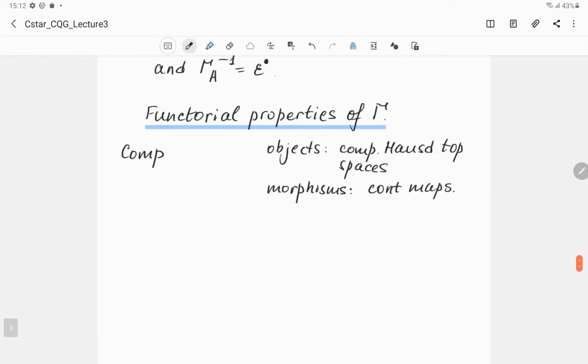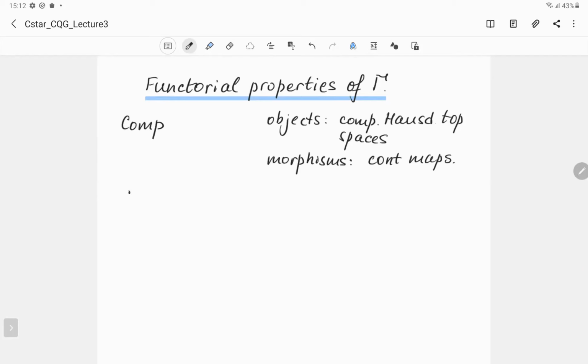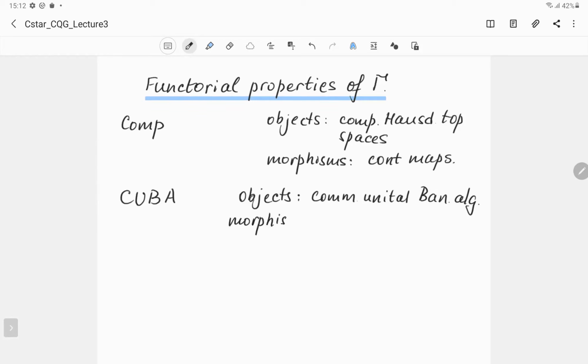And the second category will be denoted by cuba. The objects now are commutative unital Banach algebras. And the morphisms are continuous unital homomorphisms of Banach algebras. Okay, so these are our categories.